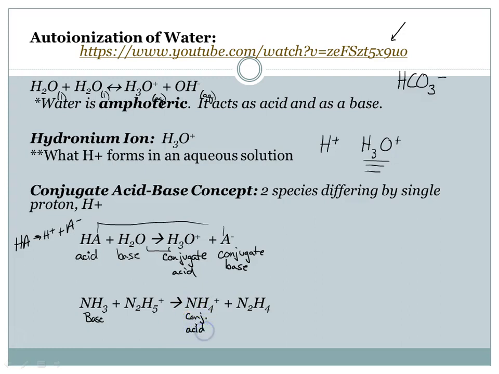I'm just abbreviating conjugate there. So the conjugate acid is formed from the base, which means that this substance is the acid. And then the acid, once it loses its proton, forms what we call the conjugate base. So all throughout this chapter we'll be identifying conjugate acid-base pairs, and it's really just following where the protons go.